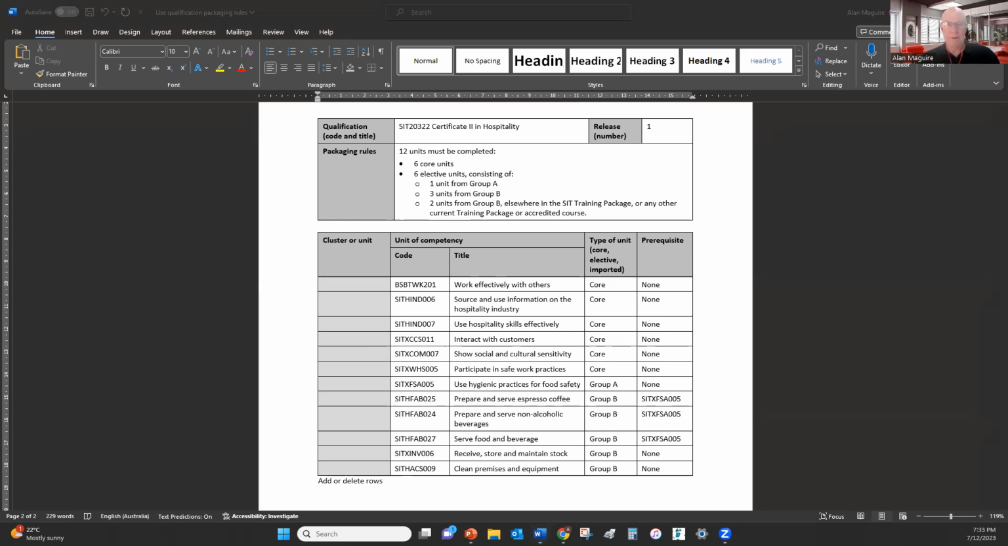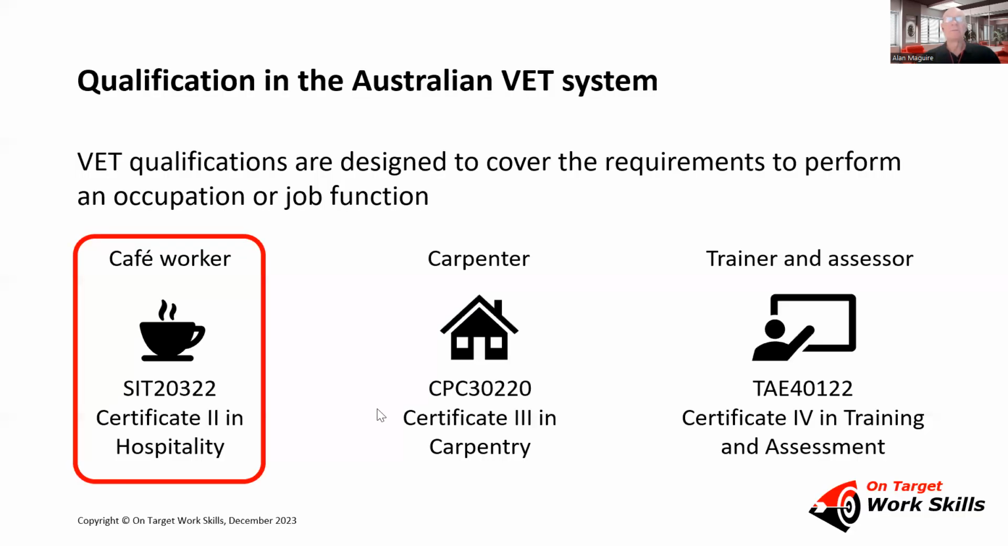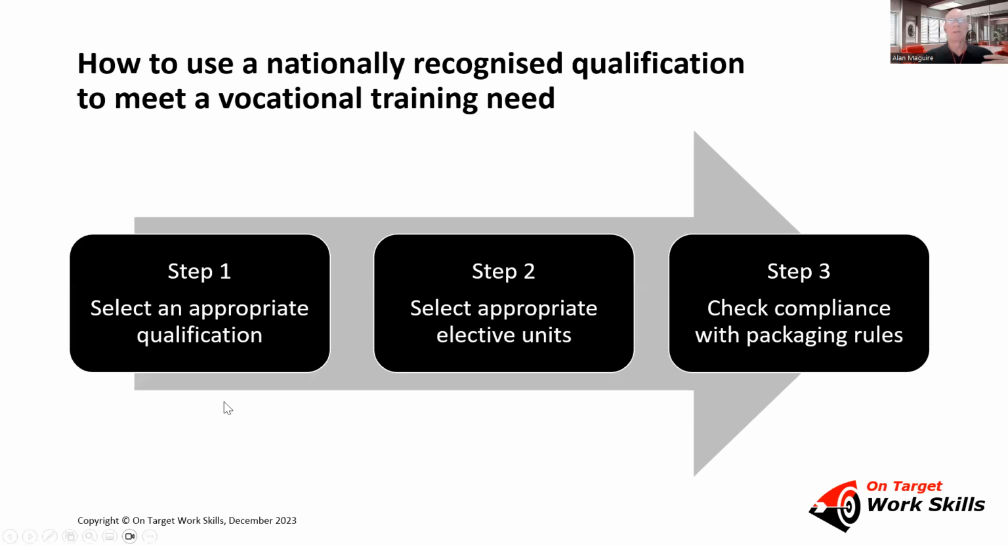Let me now go back to the slide. So we've been looking at what would be an appropriate qualification and units to train a cafe worker. We looked at selecting an appropriate qualification, selecting the appropriate elective units, and then checking to ensure compliance with the packaging rules. So that's a complete demonstration of using a nationally recognised qualification to meet a particular vocational training need, in this case, the needs of a cafe worker.